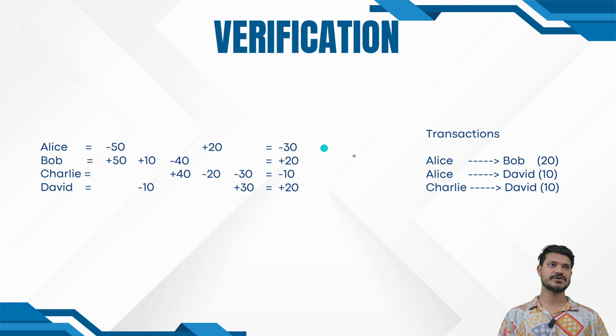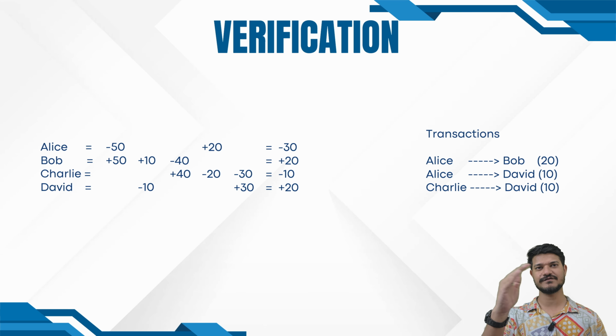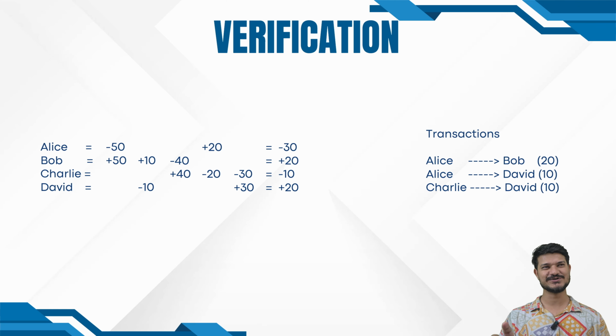So you can verify: Alice had to pay 30, which she is doing. Bob had to receive 20, and Bob is receiving 20. Charlie had to pay 10, and Charlie is paying 10. David had to receive 20, and David has received 20, right? So it works. This is how you can minimize the total number of transactions. It has reduced the transactions from 5 to 3 only.